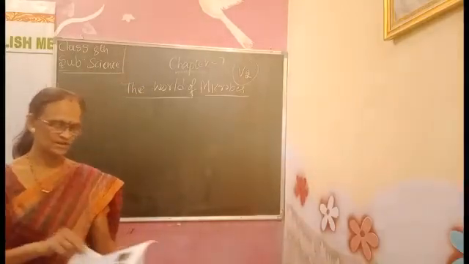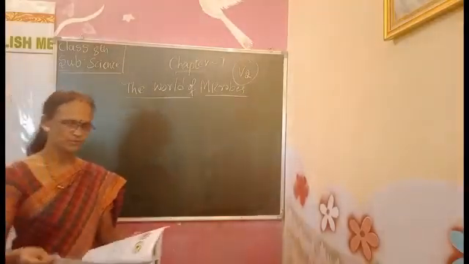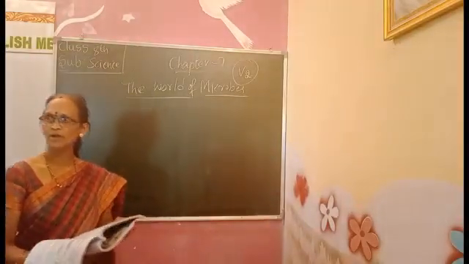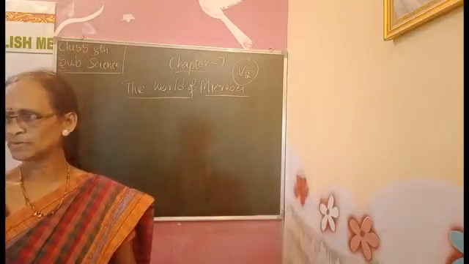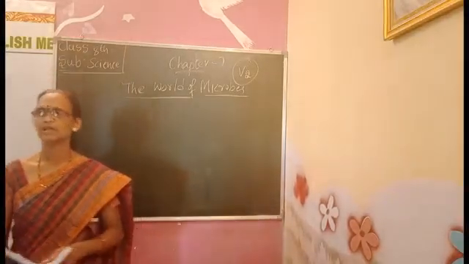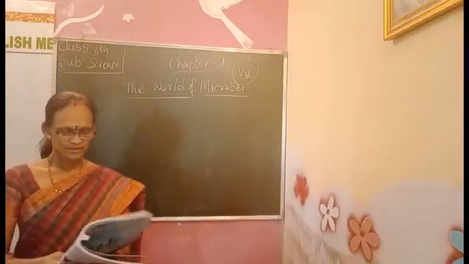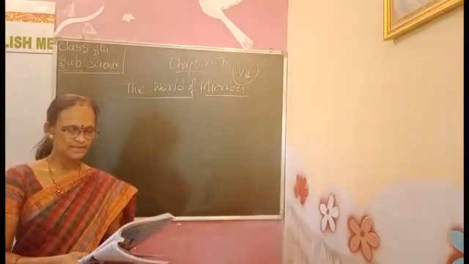Seventh lesson. Okay, children. The world of microbes. What is the name of the lesson? That is the world of microbes. In the previous class, we talked about the microbes. How many types of microbes are there? Unicellular, multicellular, and cell clusters.